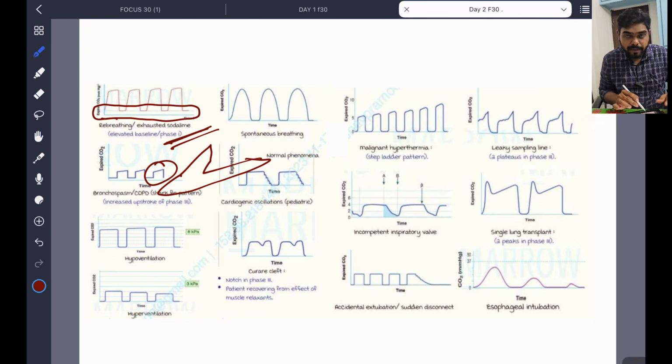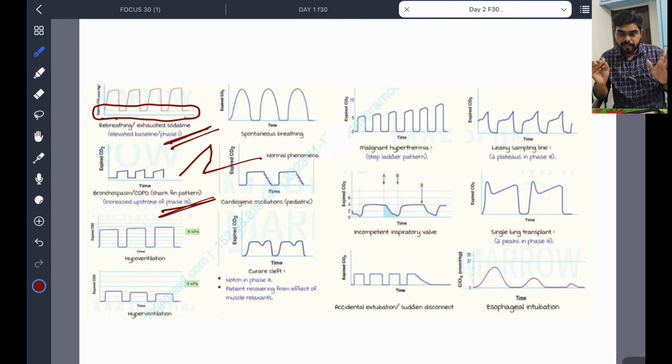This is the shark fin appearance because of bronchospasm or COPD. This shark fin appearance is seen in bronchospasm. Okay, so this shark fin appearance is seen in bronchospasm, very important.